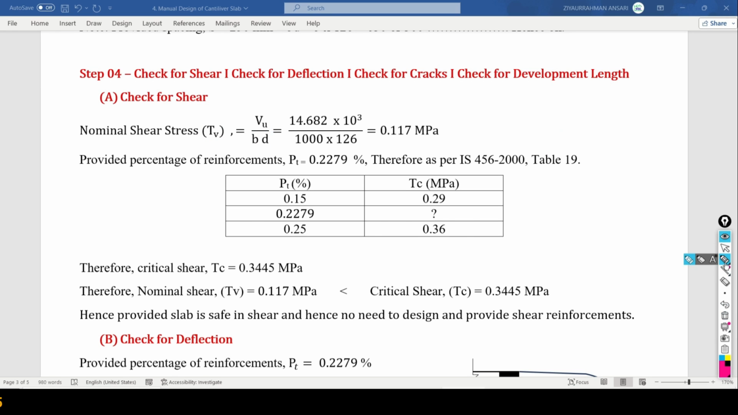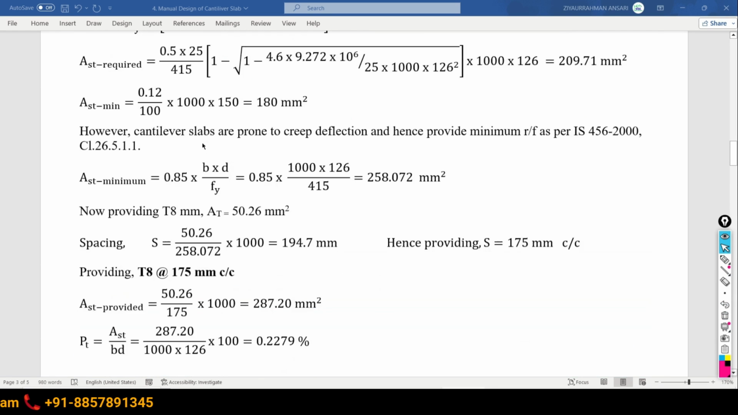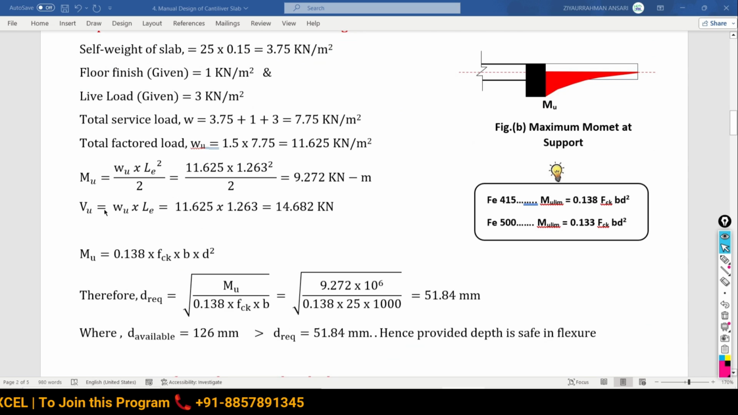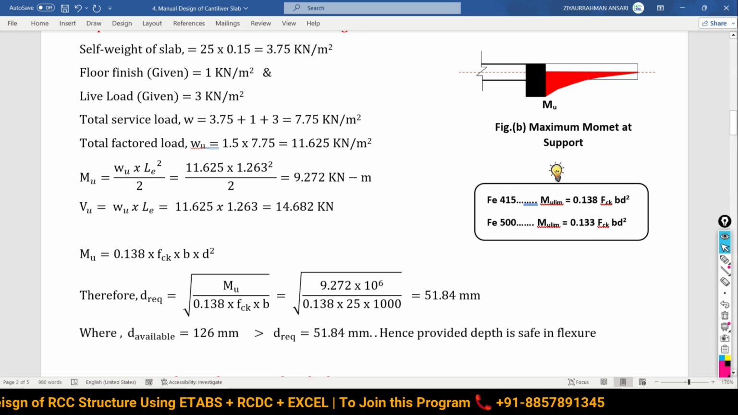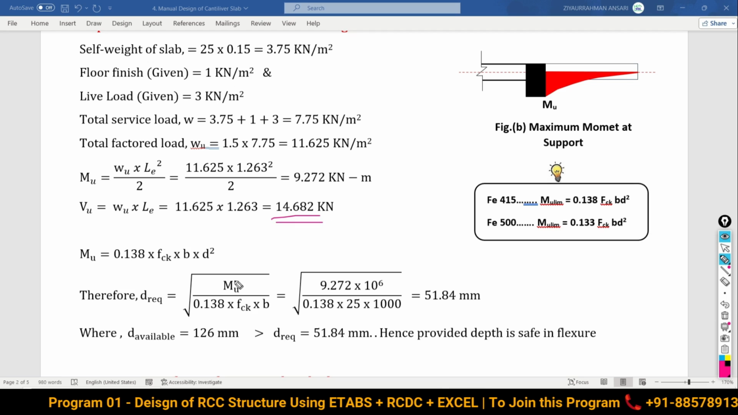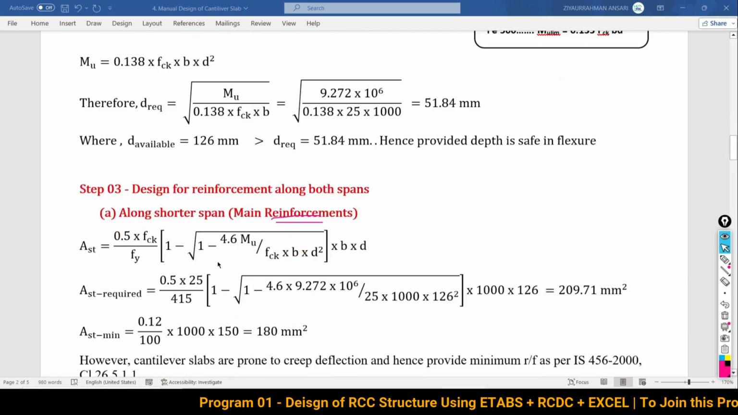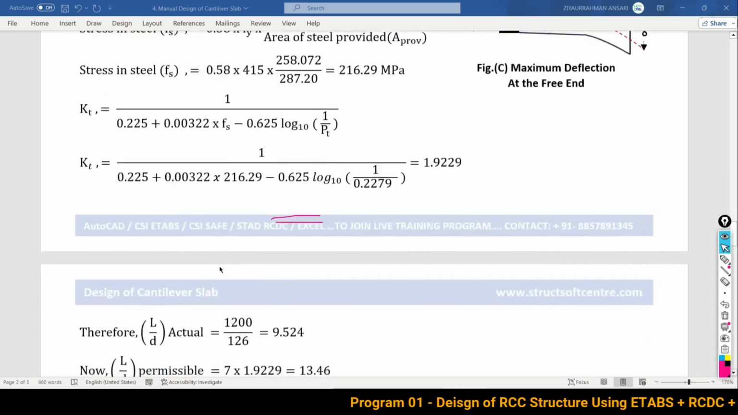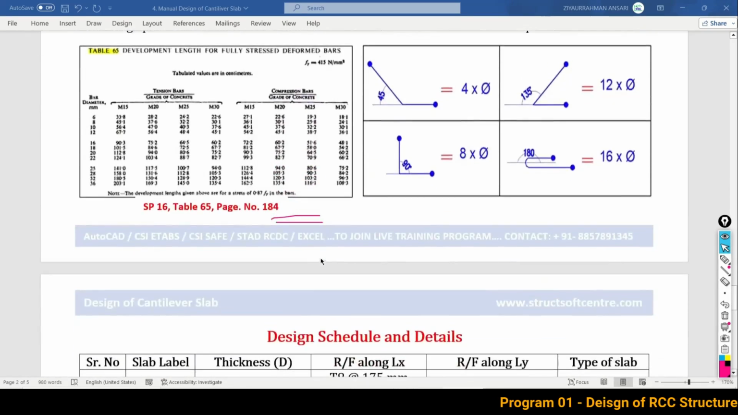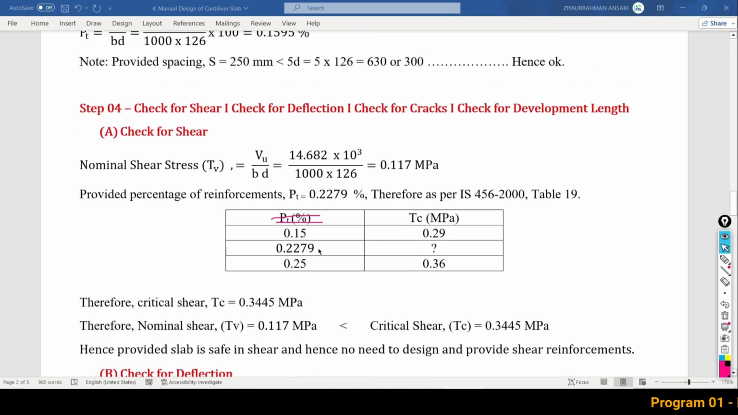So the shear force value we earlier calculated, let me show you. The maximum shear force we have calculated is 14.682. Here it is present. So this value we have to use for calculating the nominal shear. Due to the action of the loading, how much shear stress is going to be developed.